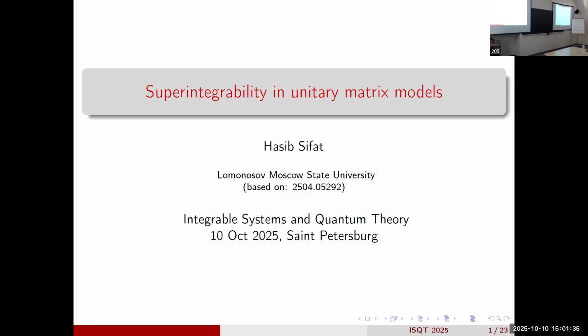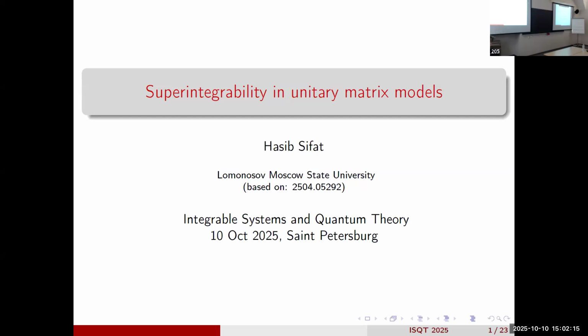My talk is based on this paper with Alex Morozov about superintegrability in unitary matrix models. Many people have their own definition of superintegrability. I would like to define it as a kind of polynomial expression, and unitary matrix models are just integrals over unitary matrices. If you have an integral over unitary matrices, which we call matrix models, we can express it in terms of polynomials, which is superintegrability.